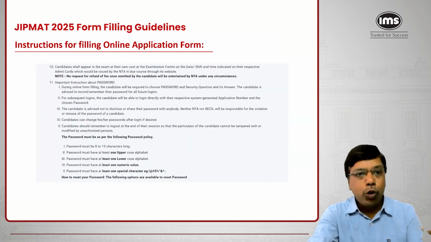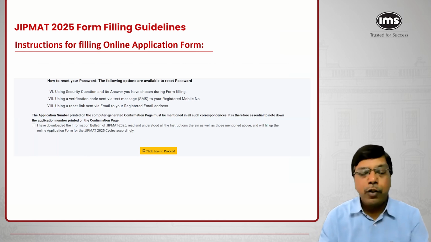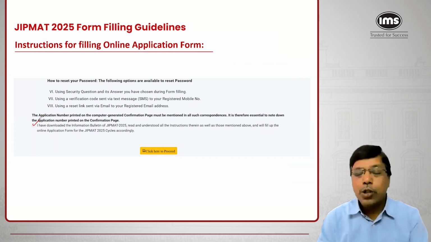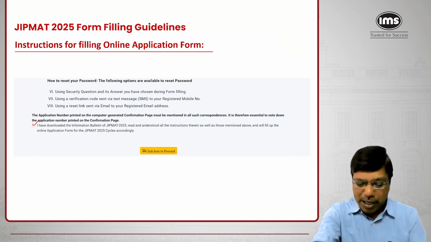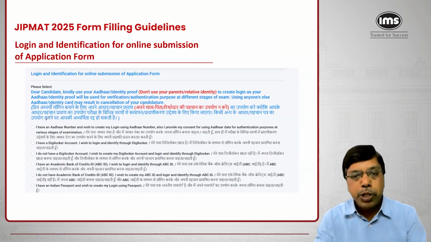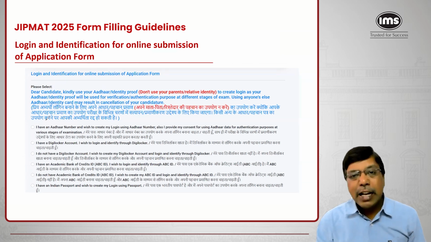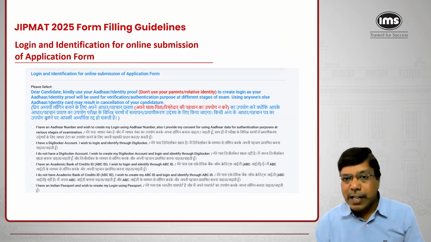Now, once you go through all the instructions, there is an option at the end where you will have to select the box that says that you have downloaded the information bulletin and you have gone through all the guidelines. Once you tick mark it and then click here to proceed, it will take you to the next page. Now, on the next page is where you will have to choose a login option to start the registration process. As you can see, there are different choices, like you can create an application using your Aadhaar number or DigiLocker account or PAN card or passport and various other options.